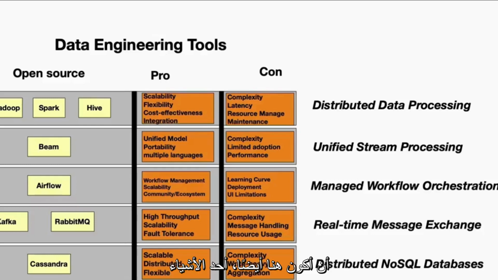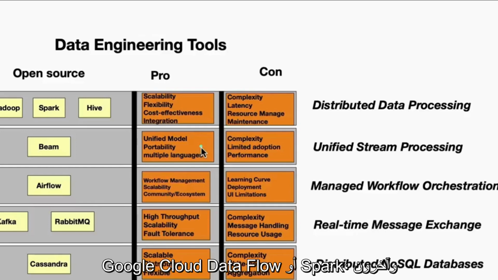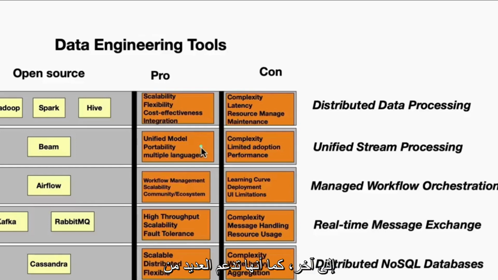Now, one of the things that's important about the pros here is that it is a unified model, right? So what this means is that you can use the pipeline for batch, streaming, and also combine different workloads. It's also portable, so you can use it on lots of different runtimes like Flink or Google Cloud Dataflow or Spark, etc. And also has support for multiple languages, meaning that you can use Go, Python, Java, etc.